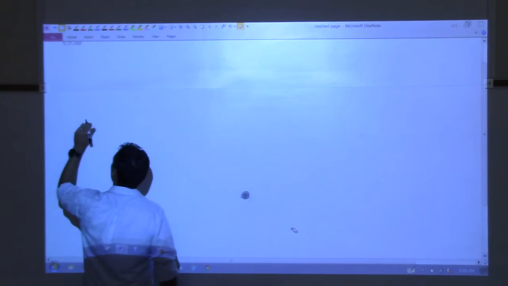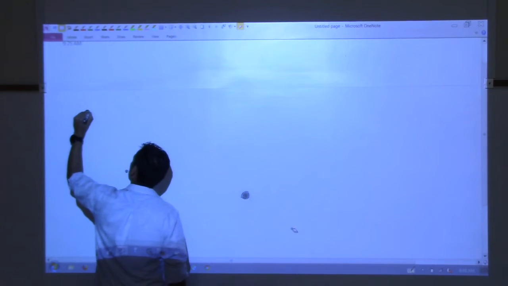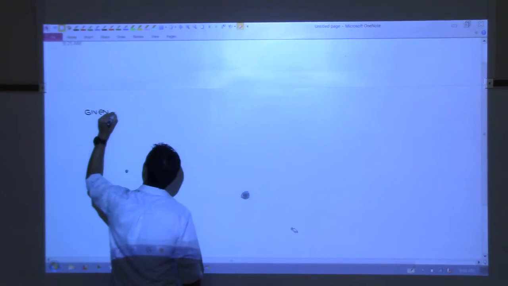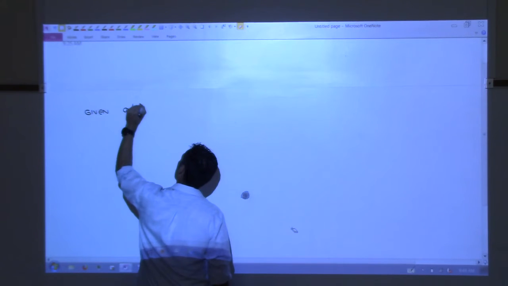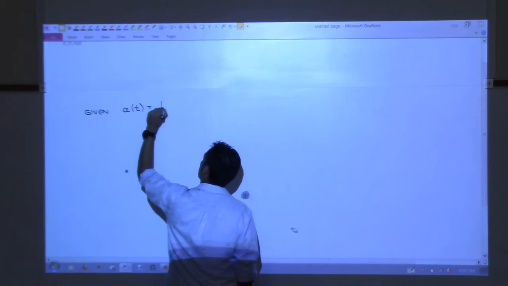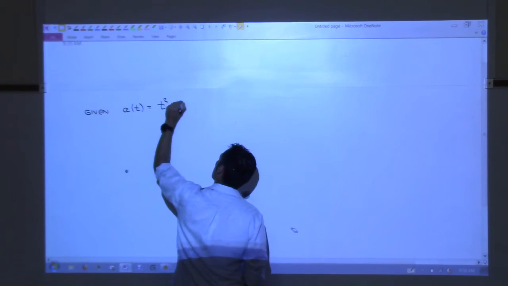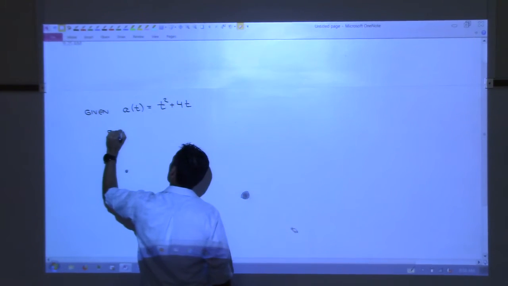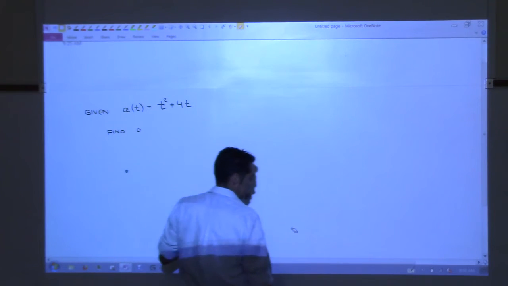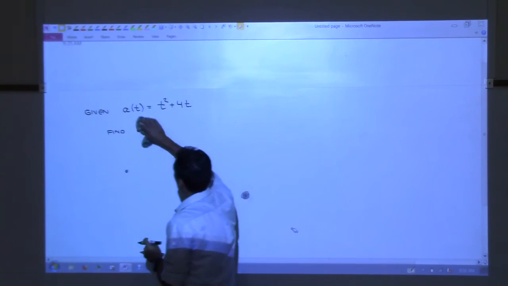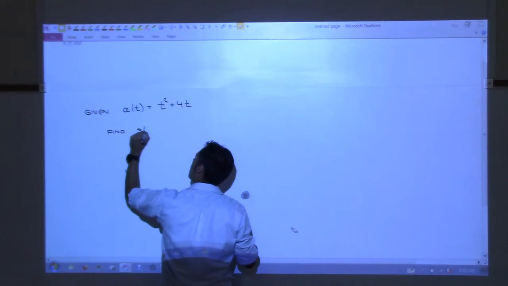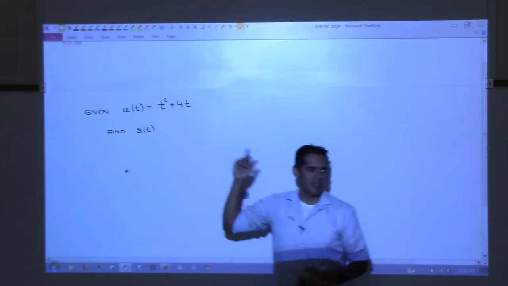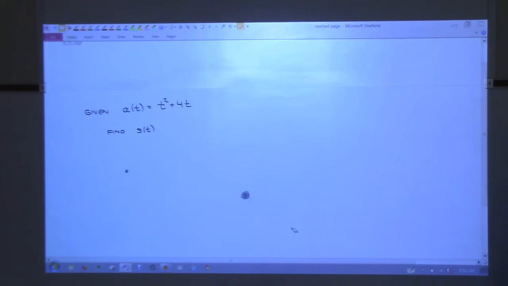All right, so here we go. Given a of t equals t squared plus 4t, find s of t. Now, I'm expecting that you understand when I put a of t up there, it's understood that that's the acceleration function. And when I put s of t, that you understand that's the position function.